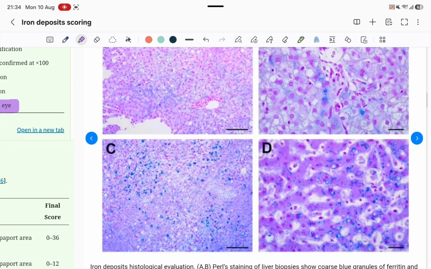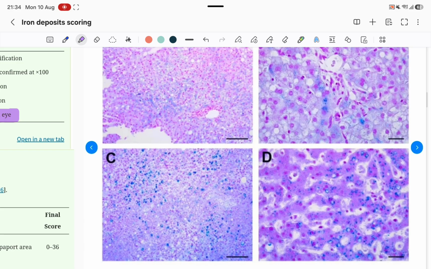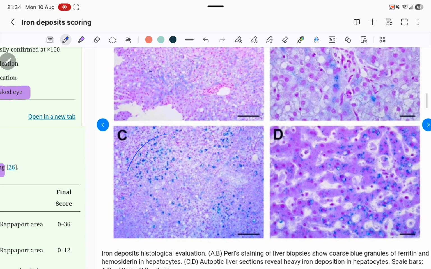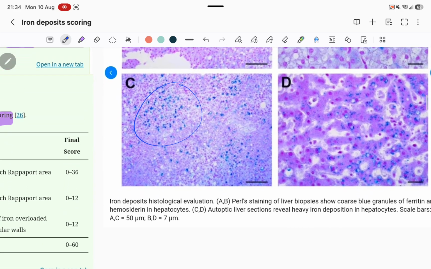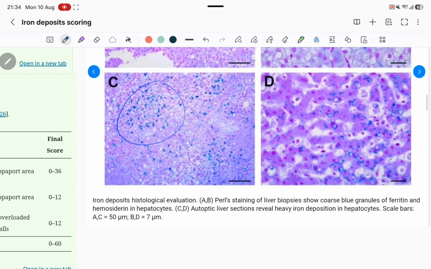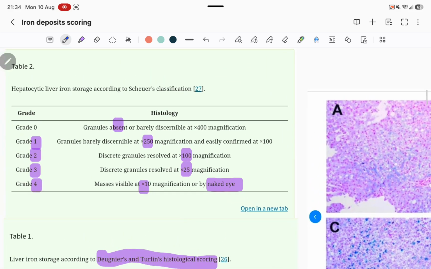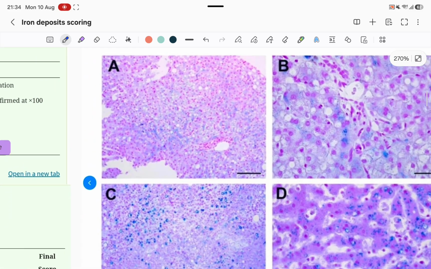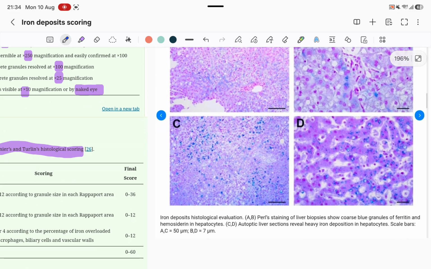Now with this one we can see that there is a good amount. Maybe in the image C shows us that there is a very nice amount of hemosiderin, and this is stained by the Pearl's Prussian blue stain. Okay, so this is really good for diagnosing it as a grade 3 or a grade 4. I'm not an expert at this, but I'm just saying that this is a coarse amount of hemosiderin.